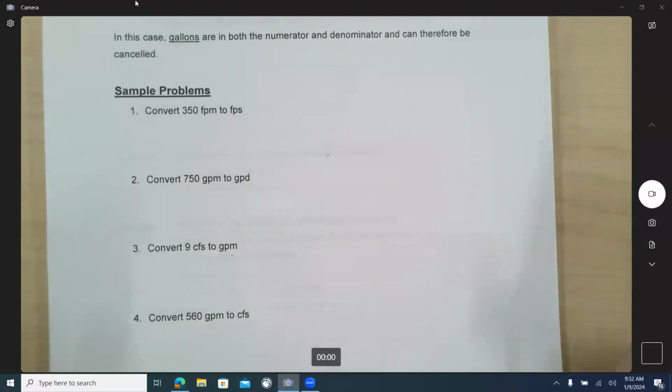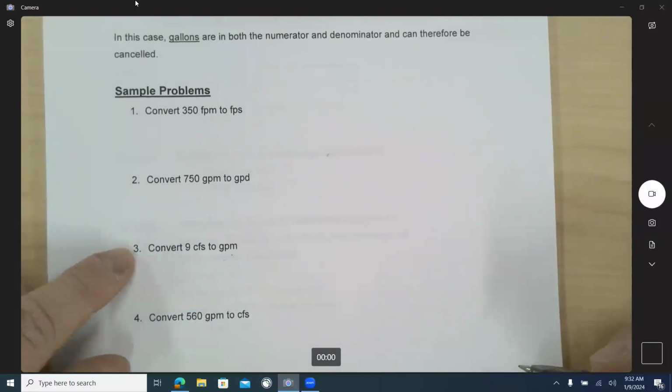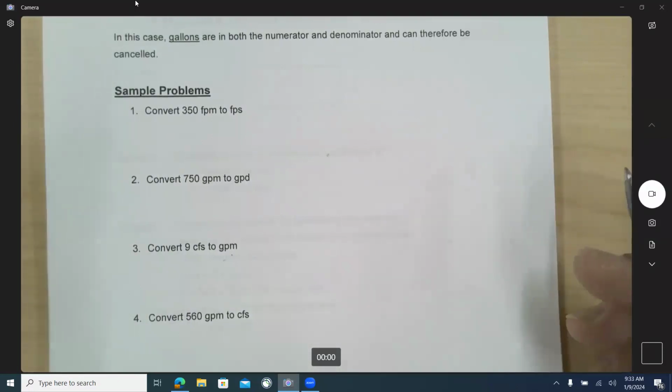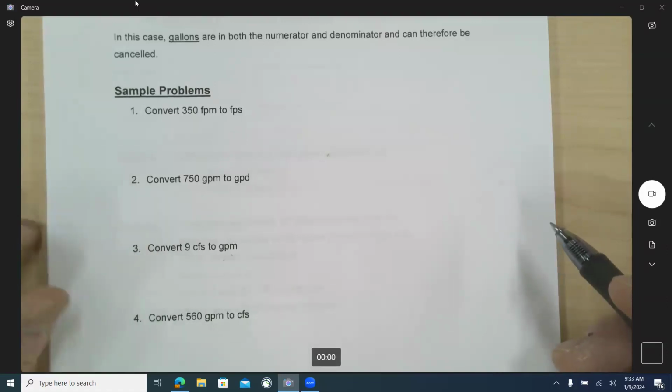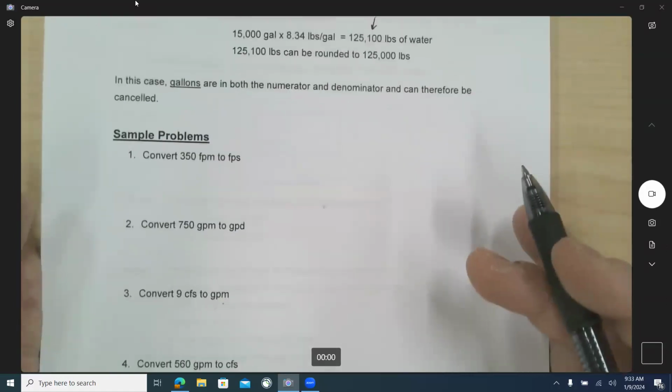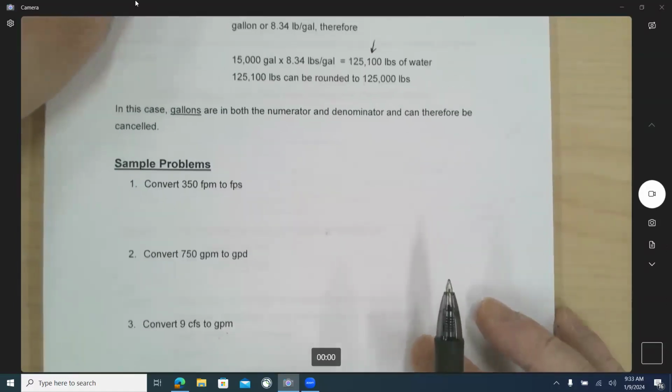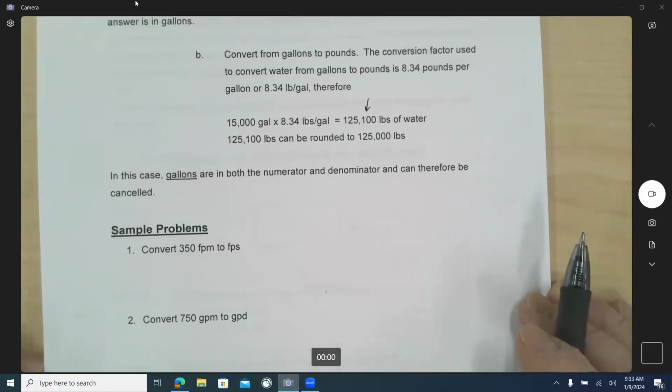All right, so one of the things that I often see and what people struggle with is how to write these units. These are what we call double units, kind of like miles per hour, gallons per minute, gallons per day, or in this case, cubic feet per second. Okay. So, how do we write these units? That's the thing people are often confused by. How do we write them?